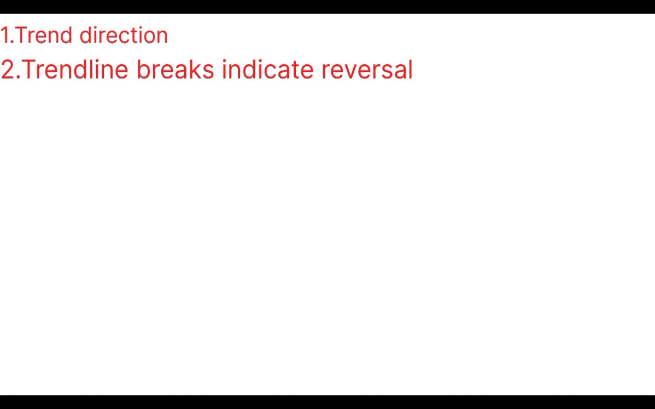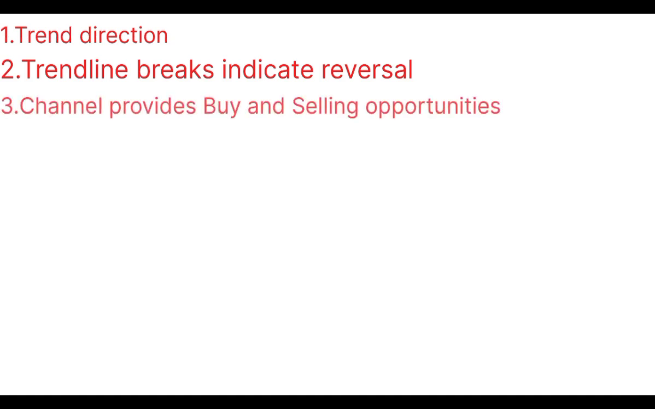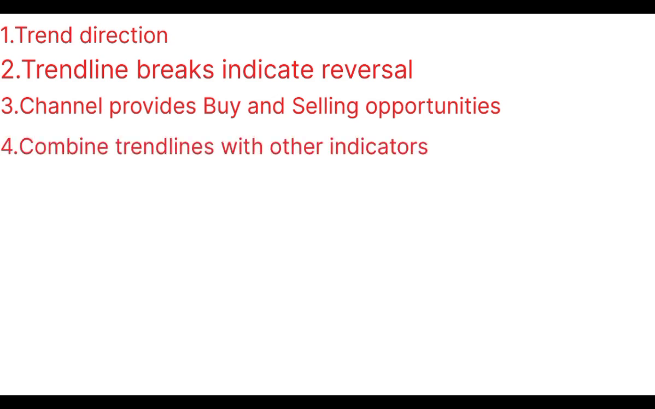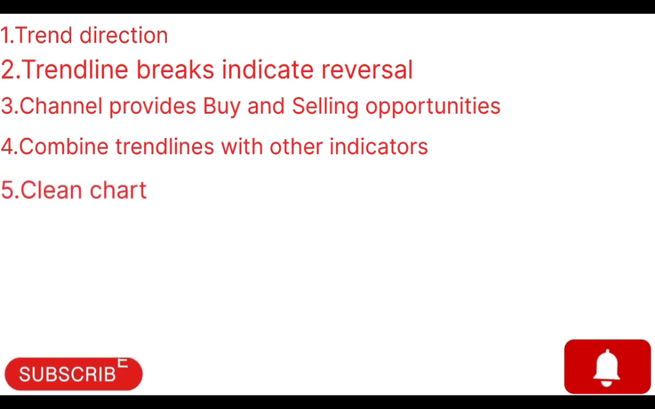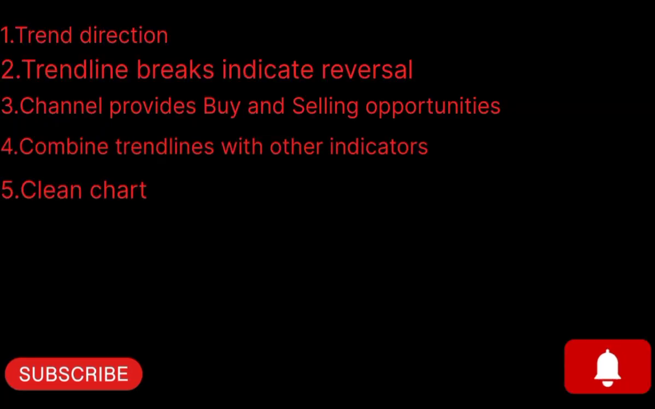All right, let's recap everything we've learned today. 1. Trend lines are essential for identifying the market's direction and momentum. 2. Trendline breaks are key signals for potential reversals or strong moves. 3. Trendline channels offer clear buy and sell opportunities. 4. Combine trend lines with other indicators for confirmation. 5. Keep your charts clean and simple. Don't overdraw trend lines. Master these techniques, and you'll be well on your way to becoming a more profitable trader.